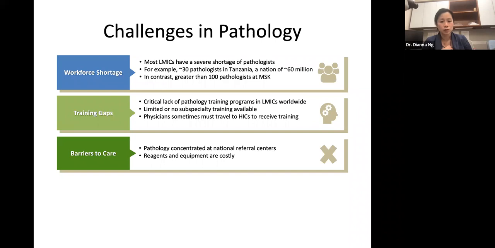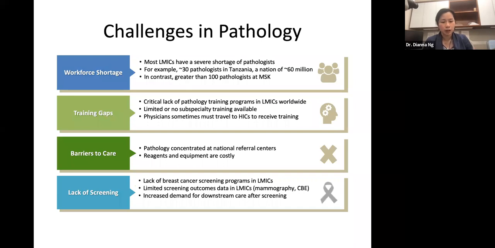There's a lot of barriers to accessing pathology care and services. They tend to be concentrated at national referral centers or select zonal centers. So often a woman will get referred from a primary care clinic, but then have to wait several months as they're referred through each step of their healthcare system. And then reagents and equipment are costly, so you can't necessarily do pathology just anywhere, just because it's so resource intensive.